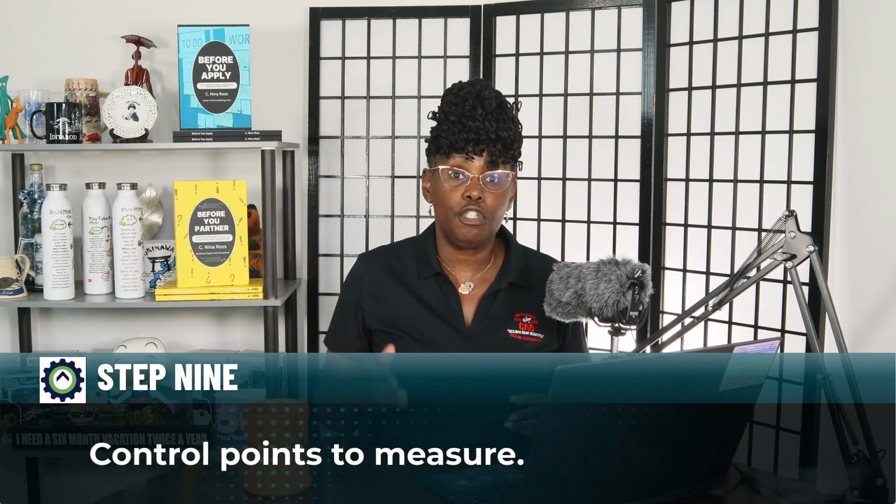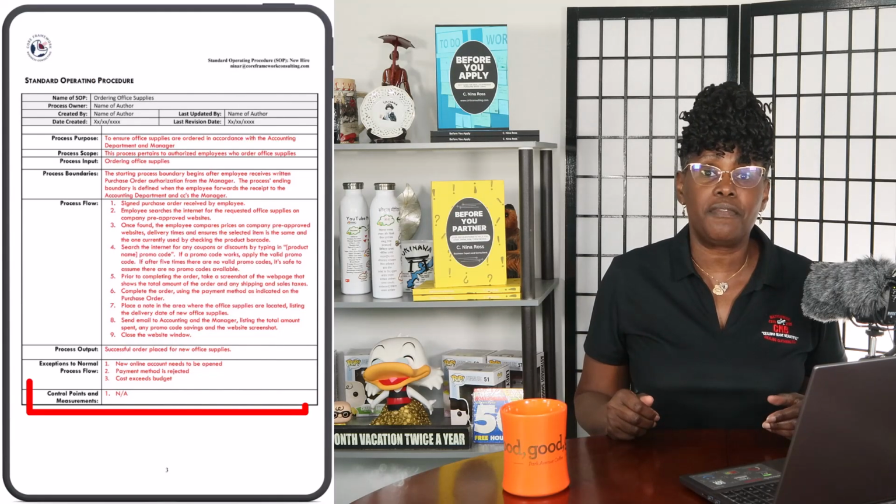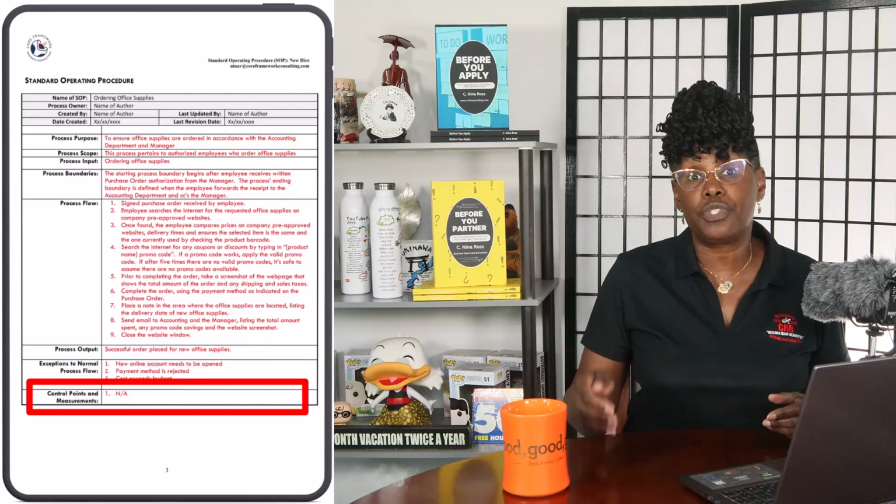Step 9, control points to measure. How will you know the SOP is being followed and producing the right results? Define the checkpoints. This is how your standard operating procedures become a quality control system, not just a training tool.